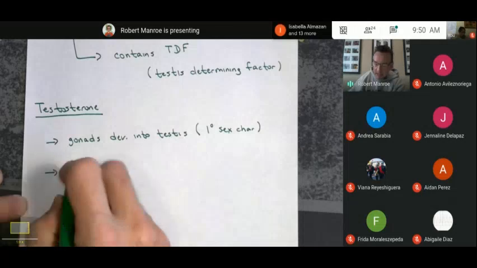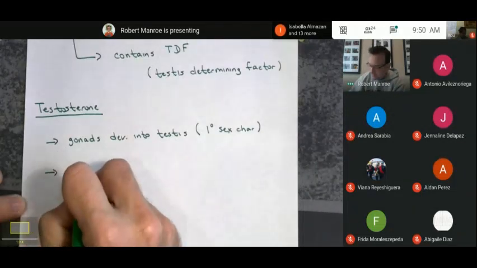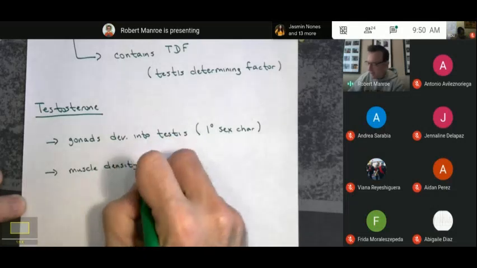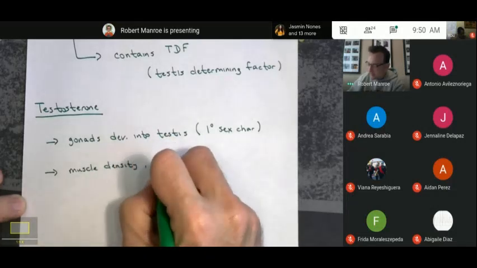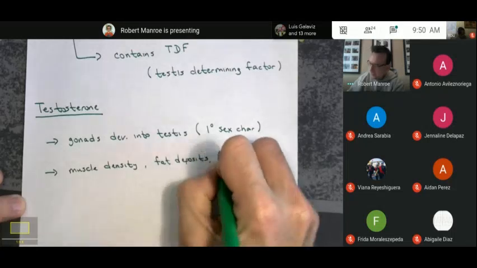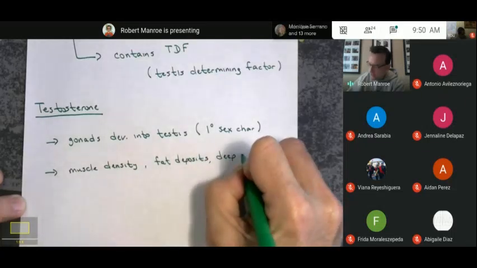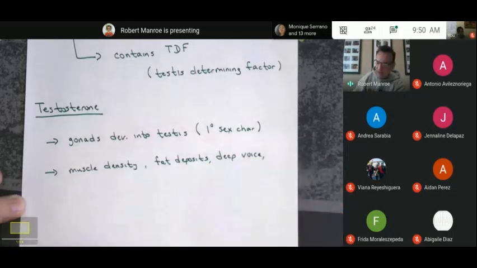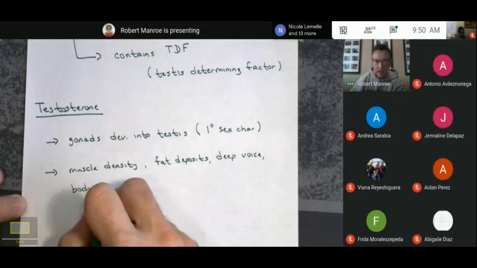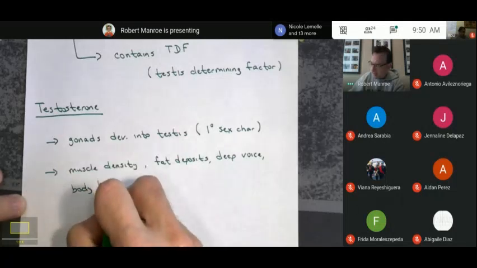Whereas things like muscle density or, let's say, fat deposits, a deeper tone to the voice, the flexibility of the vocal cords, body hair density was another thing that I mentioned. Body hair density.